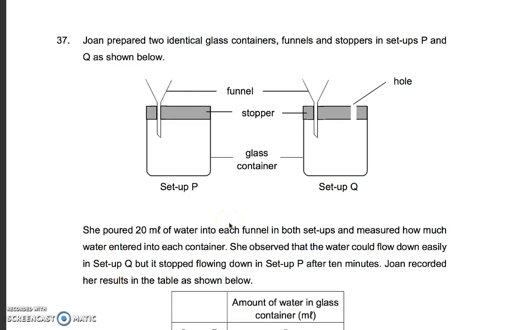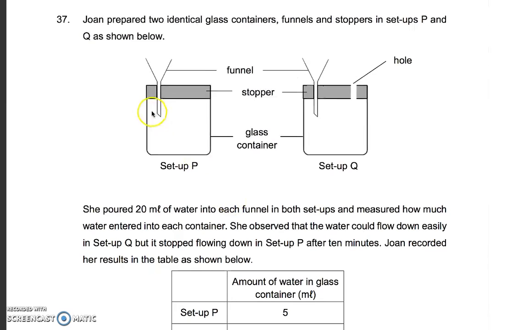Question 37. Joan prepared two identical glass containers, funnels and stoppers in setup P and setup Q as shown below. So she poured 20 ml of water into each funnel in both setups and measured how much water entered each container. And she observed that the water could flow down easily in setup Q, but it stopped flowing down in setup P after 10 minutes. So what happened is Joan recorded the results in the table shown below.